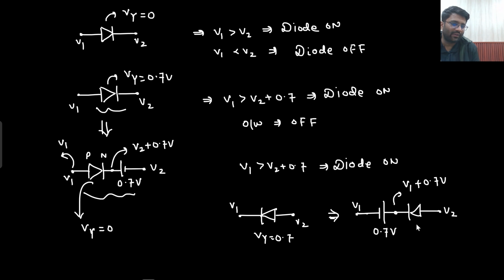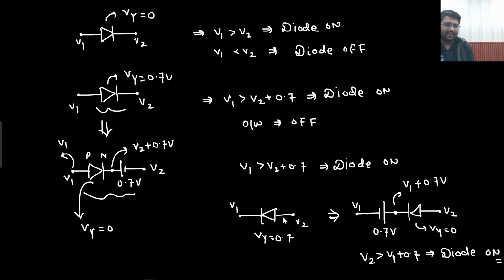So what can you say? Now it is having a cut-in voltage of 0. So you can say that if your V2 is greater than V1 plus 0.7, if my P potential is greater than the N potential, then my diode would be on. So is that trick, or whatever you can call it, clear to you? Here I would have had to think much, but here no thinking is needed.